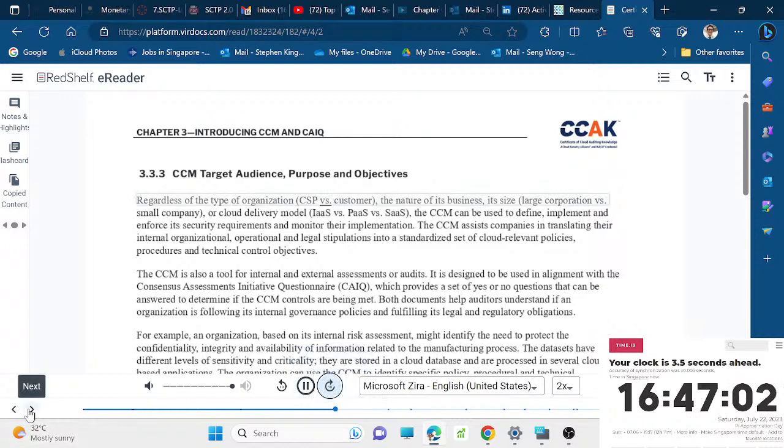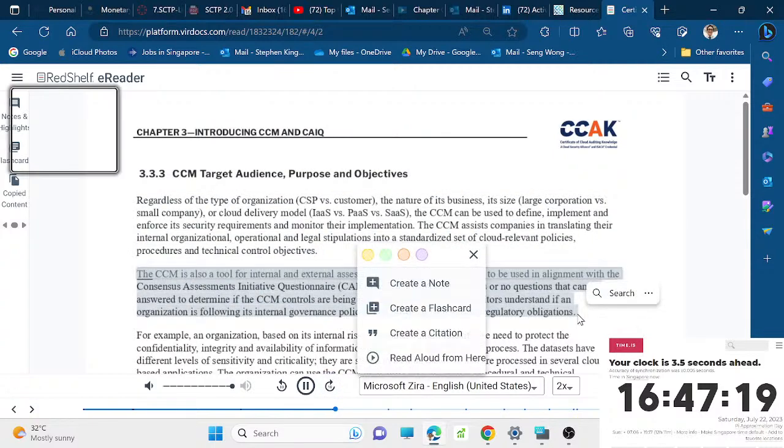The type of organization, CSP versus customer, the nature of its business, its size, large corporation versus small company, or cloud delivery model, IaaS versus PaaS versus SaaS. The CCM can be used to define, implement, and enforce its security requirements and monitor their implementation. The CCM assists companies in translating their internal organizational, operational, and legal stipulations into a standardized set of cloud-relevant policies, procedures, and technical control objectives. The CCM is also a tool for internal and external assessments or audits.